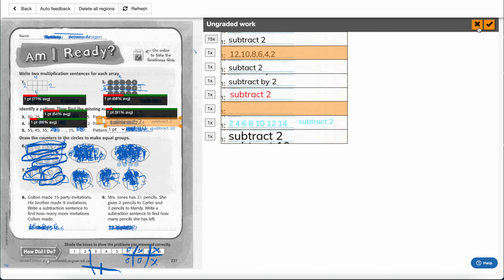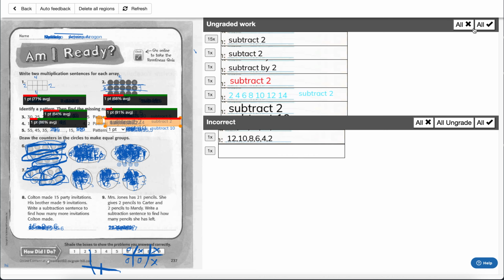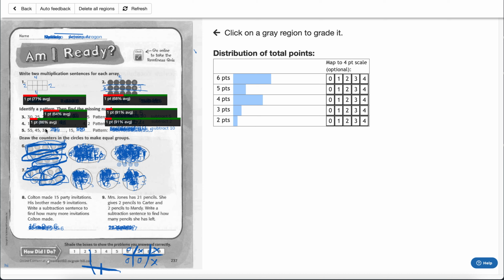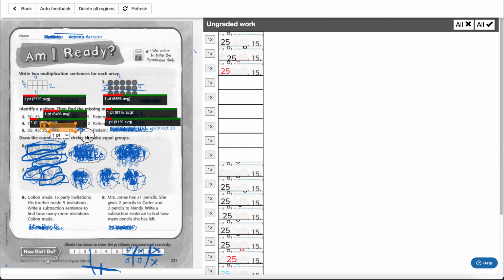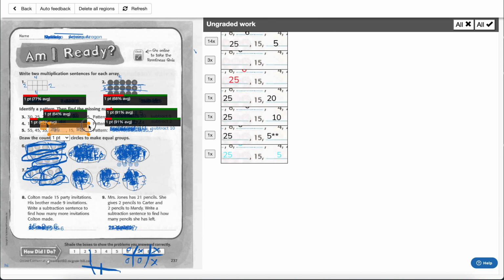You can also do that. Select the 2 that are wrong. Mark these as wrong and mark everything else as correct. Students are doing pretty well here. I'm going to go ahead and do the last pattern.